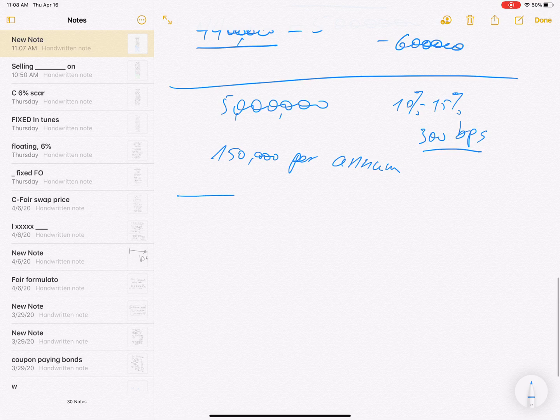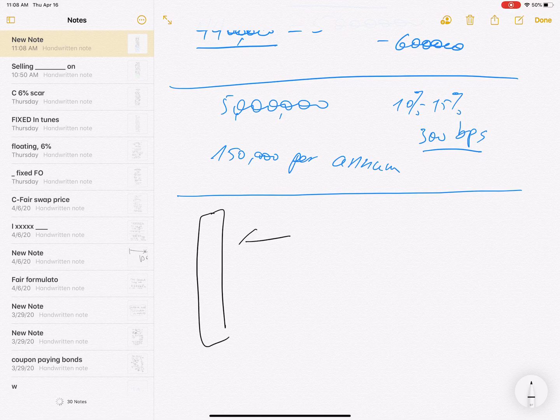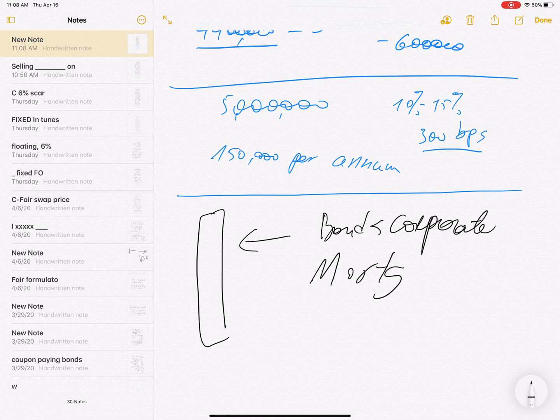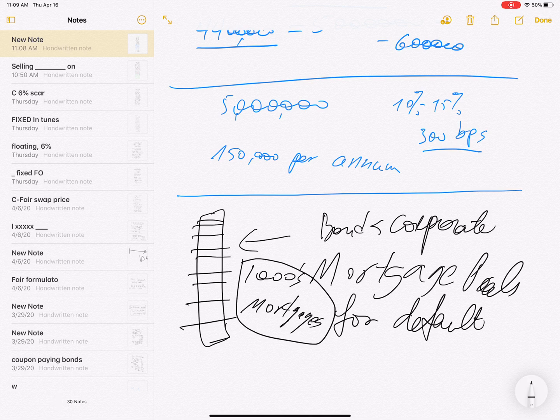Okay? Now, what happened in the 2008 crisis? Smart people, what we call financial engineers, said, okay, we have this thing here, right? But now instead of protecting bonds or corporate bonds, we're going to protect mortgage pools for default. So if you have a mortgage pool, let's say you have 1,000 mortgages, what they did, they chunked the pool into chunks, right? They securitized each chunk.